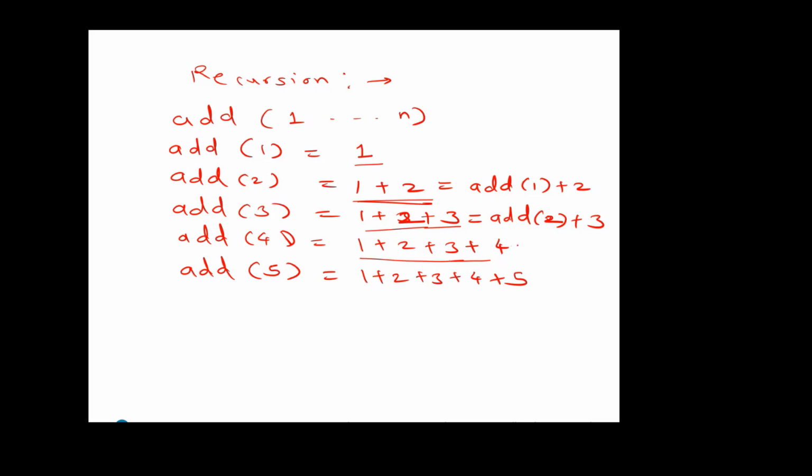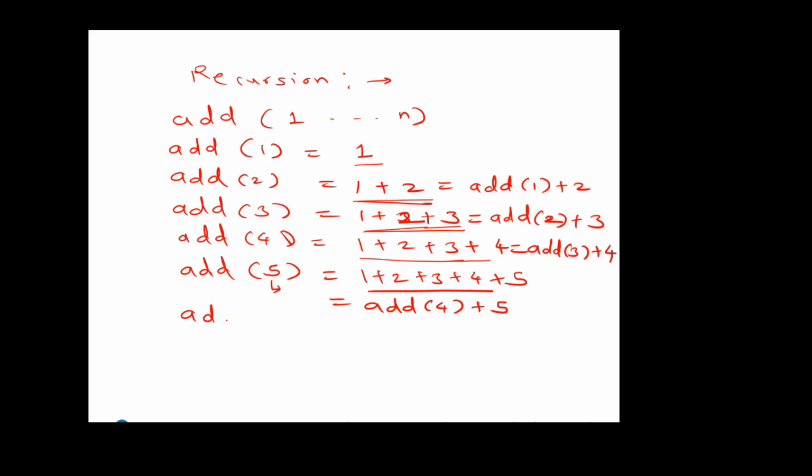Right? Similarly, we can say 1 plus 2 plus 3 is nothing but add 3. So for add 4, we can also call it add 3 plus 4. And similarly, this part is nothing but add 4. So we can call this part add 4 plus 5. Right? So here we can achieve whatever is at value n.